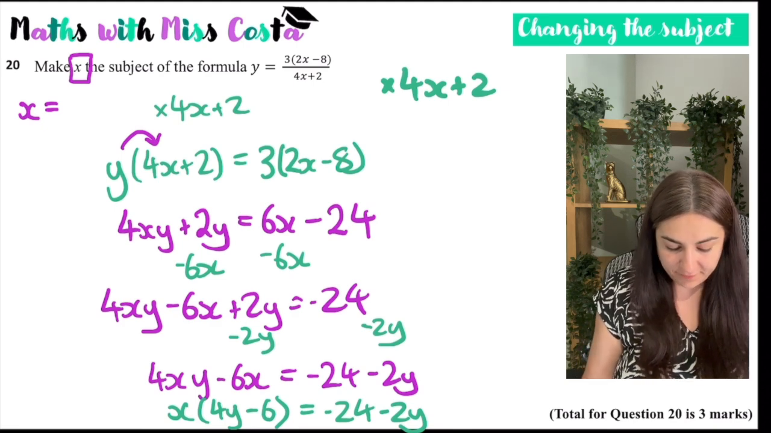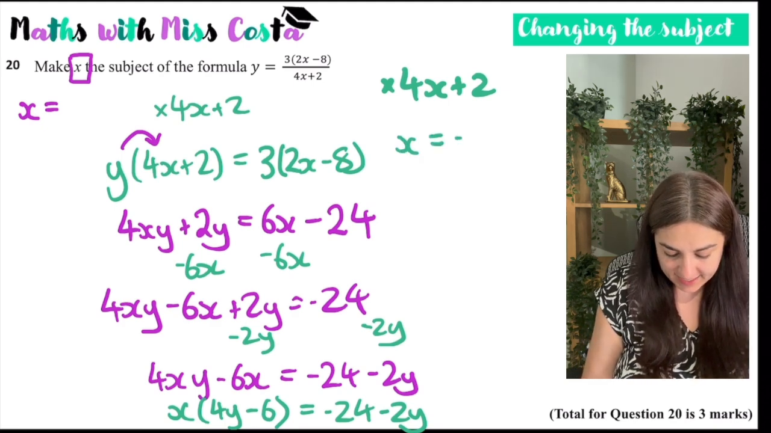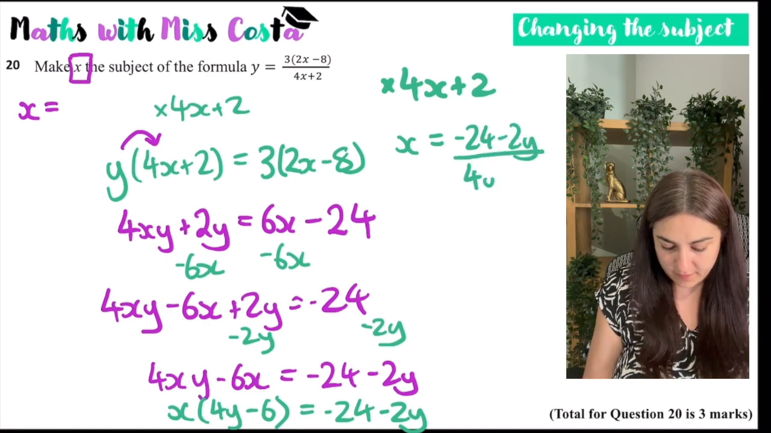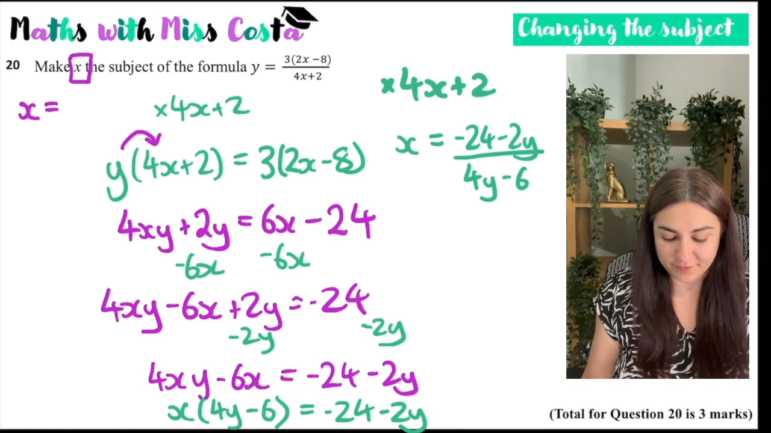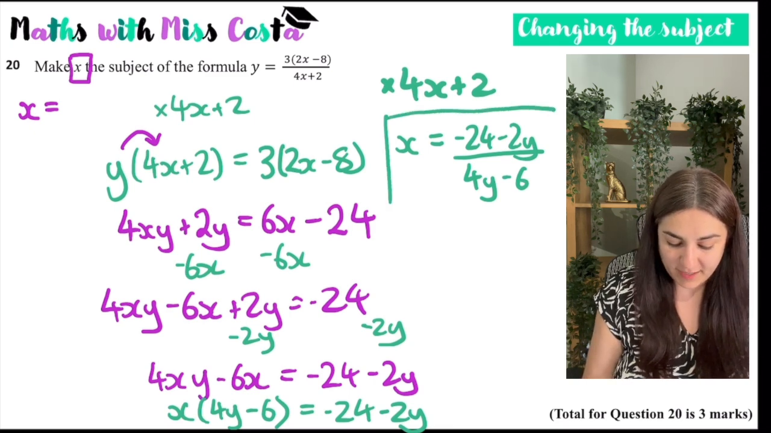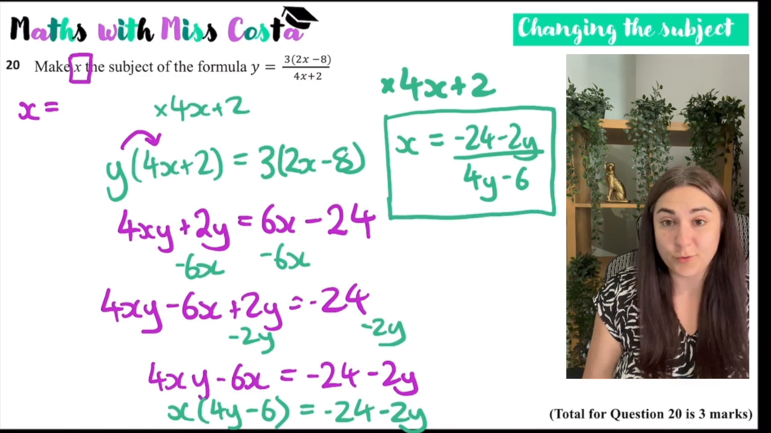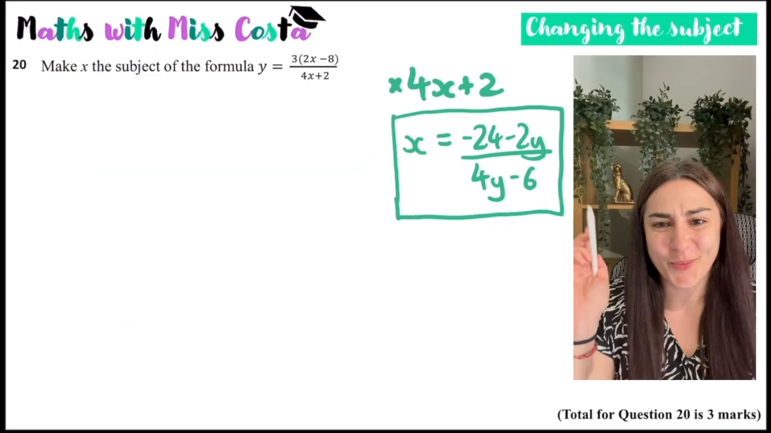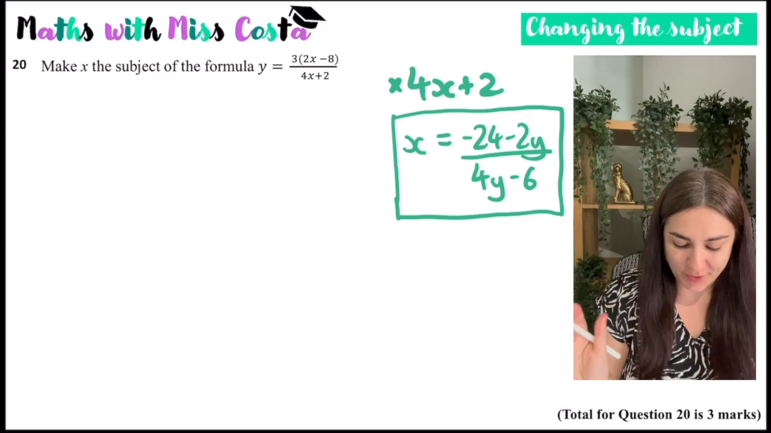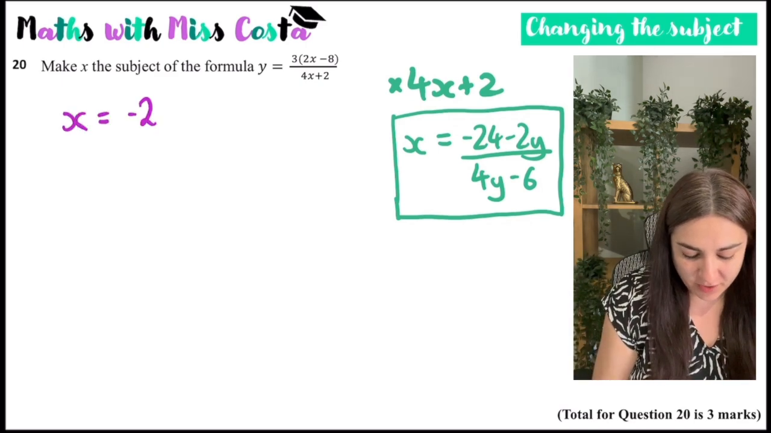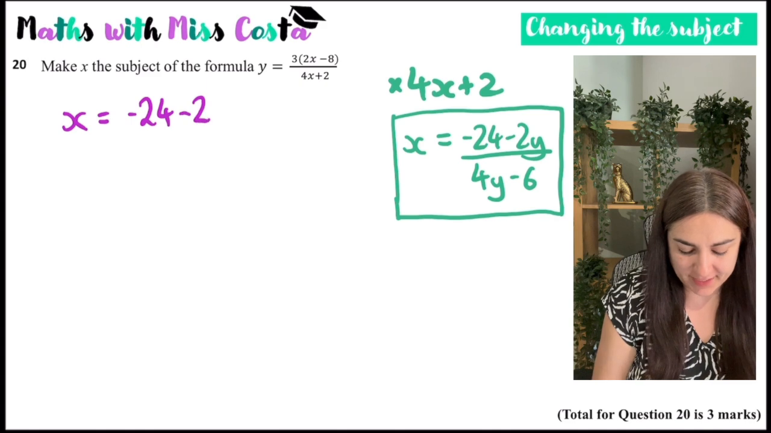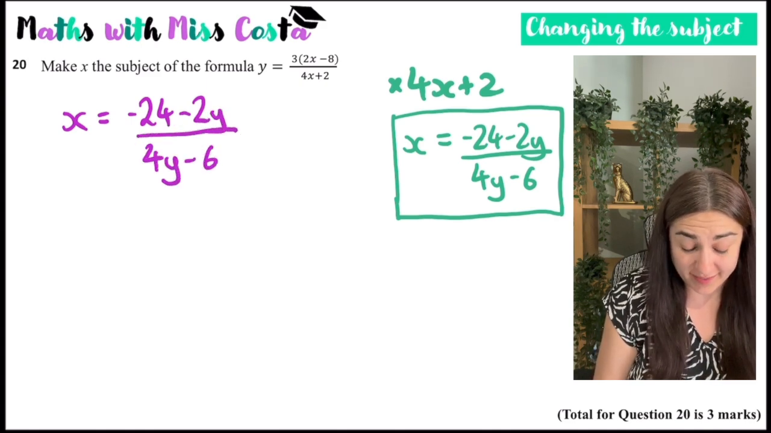And then the last final step would just be to say x equals minus 24 minus 2y over 4y take 6. It's not the nicest of fractions, but we have made x the subject of the formula. One little extra bit actually, this is quite ugly, and generally they're not going to want you to have a negative numerator. So if you get a situation like this, I'll just show you why this works.